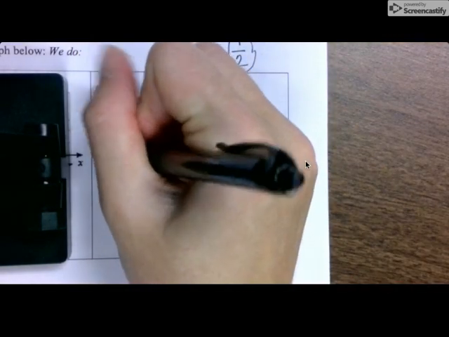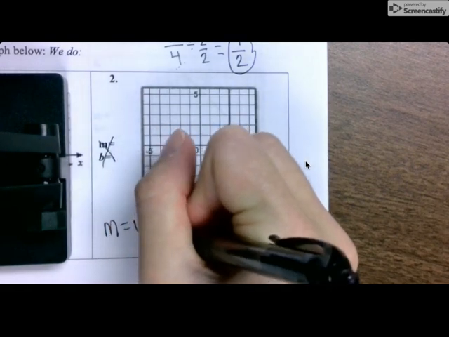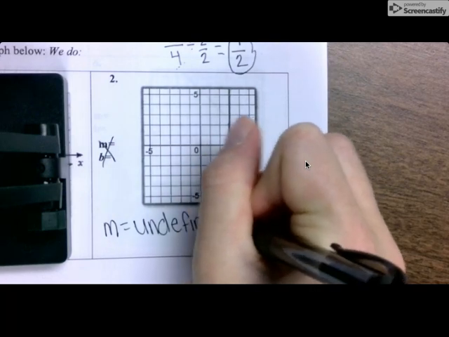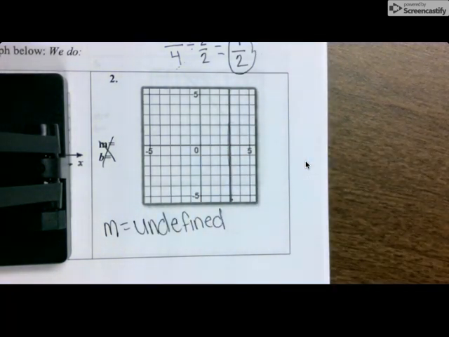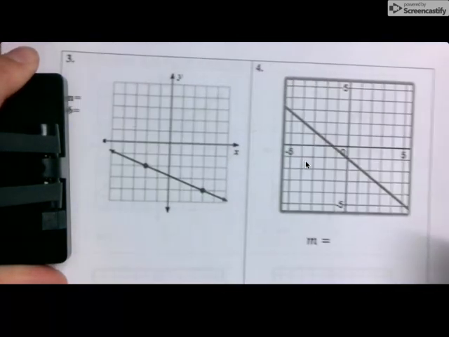Undefined. So I'm going to move this. M is going to be undefined. That means that it's a slope that's over 0 and you can't divide by 0. Okay? So looking at the next page, let's do a few more.